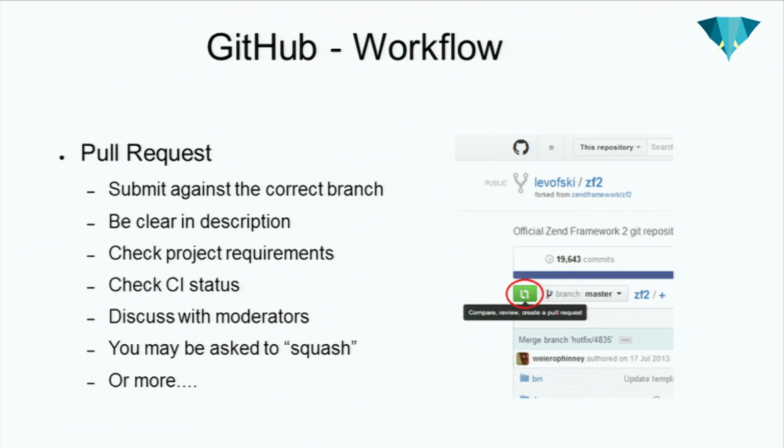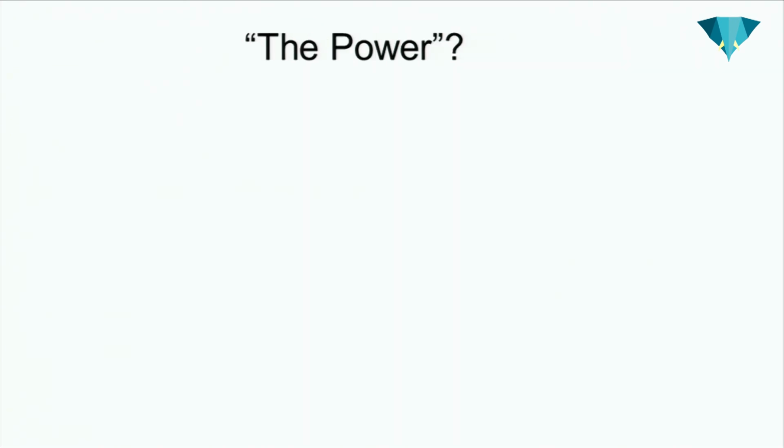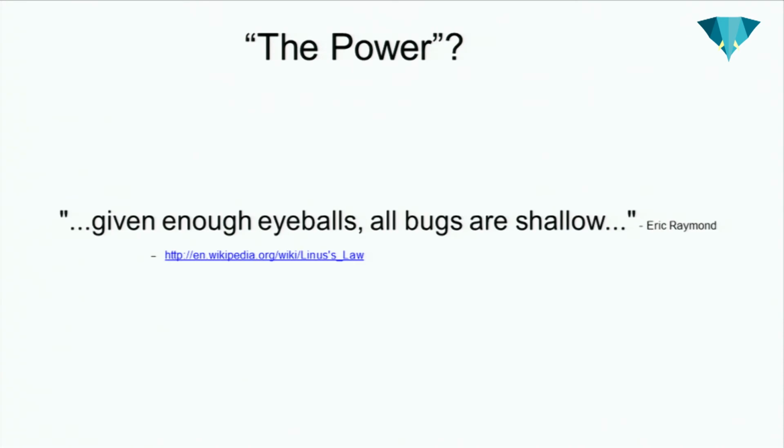So, what are we going to talk about next? We're hopefully going to talk about the power. So, we've talked about Git, and we've talked about GitHub. And why? Because they give us power. And before we talk about that, there's a quote. Given enough eyeballs, all bugs are shallow. Said by Eric Raymond, but it's actually called Linus's Law. I think Eric Raymond called it that in tribute to Linus Torvalds.